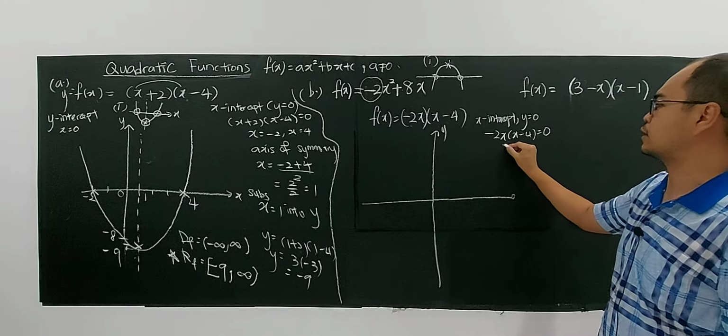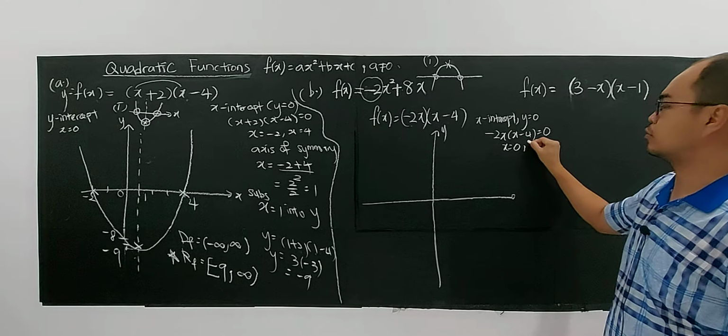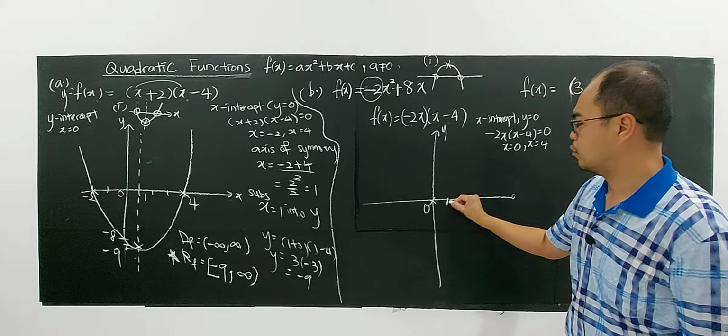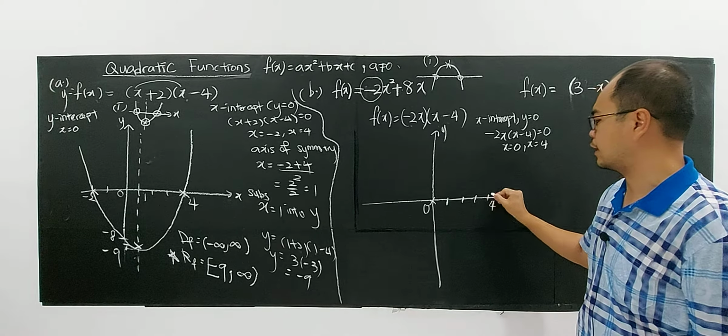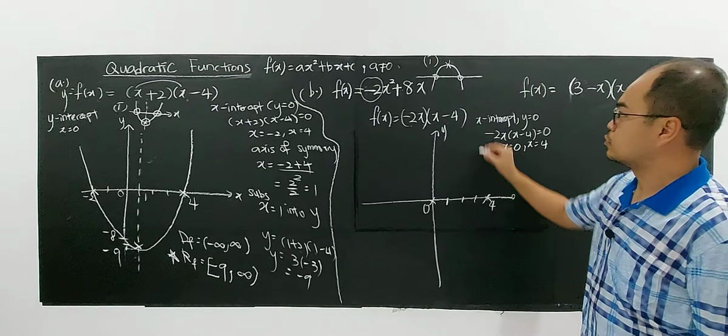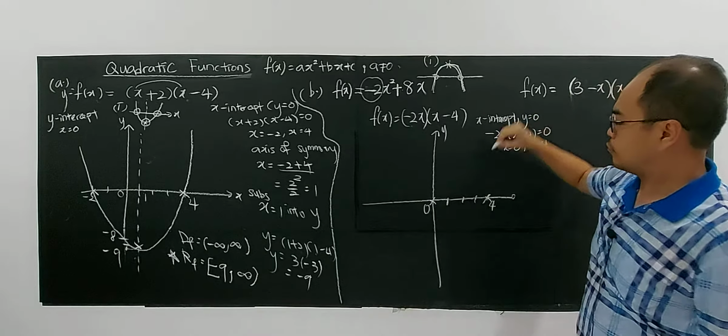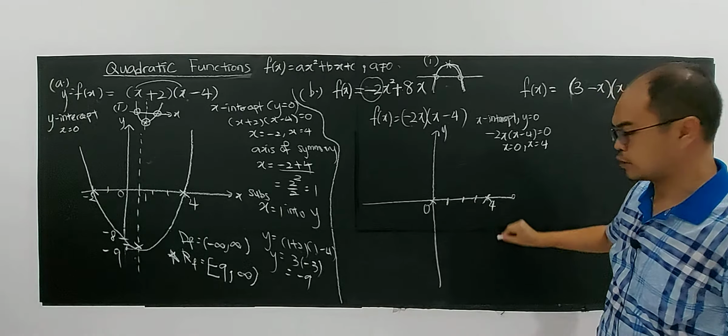If you solve the quadratic, you will have the value of x equals 0 and x equals 4. So means at 0 here, 1, 2, 3, 4. They are intercepting at this. So means the graph is intercepting at 0 and 4. So the graph will look like this way.